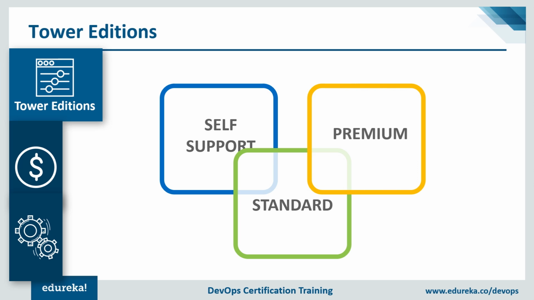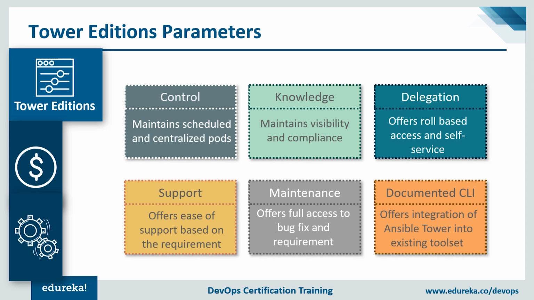So as I was telling you about the capabilities these editions offer, I've divided them into the following categories that you can see on the screen. That is control, knowledge, delegation, support, maintenance, and documented CLI. Starting with the control category, this category mainly deals with how various pods can be scheduled, what Ansible Dashboard offers, and many other such features which basically include the control of your system.